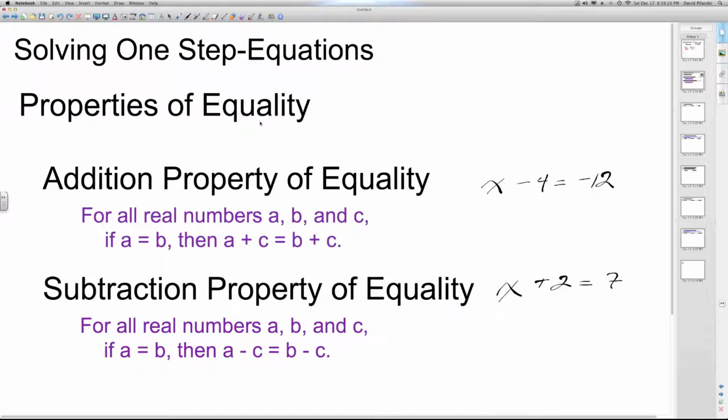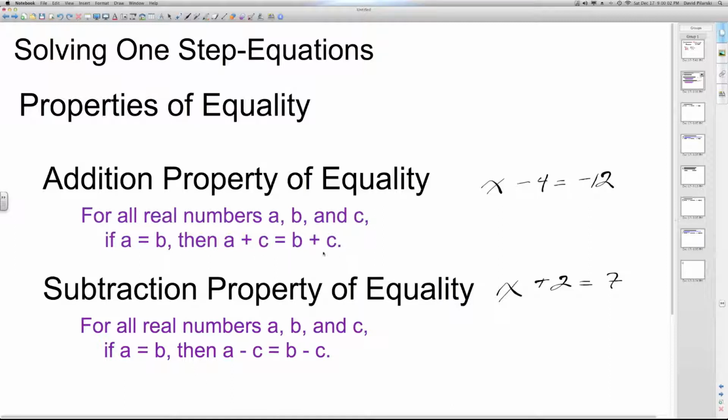Solving one-step equations. When you're solving one-step equations, you really need to worry about the properties of equality that will be involved in the given equations. And for this lesson, we're going to be focusing on the addition property of equality and the subtraction property of equality. The addition property of equality states, for all real numbers a, b, and c, if a is equal to b, then a plus c is equal to b plus c. What this tells us is, whatever you add to one side of the equation, you have to add to the other side. You have to maintain the balance.